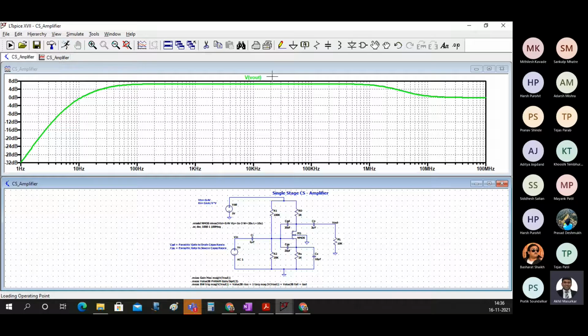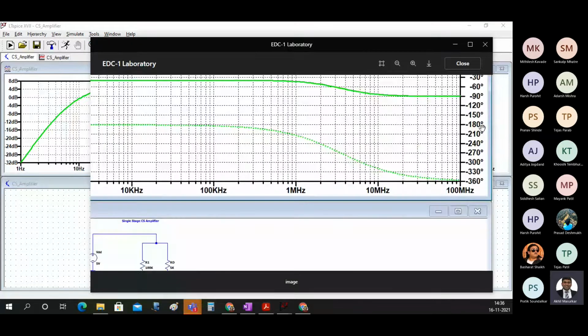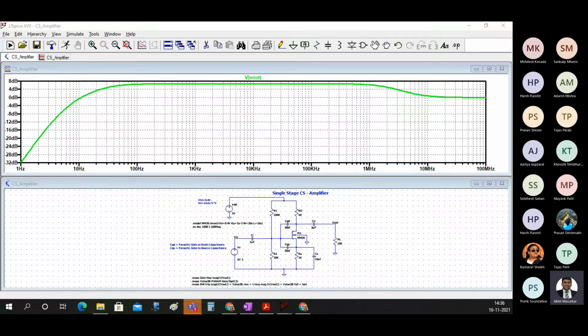So you will show me the circuit with dB. Mithilesh, remove this phase plot. I want you to learn how to remove it. Remove this. Right click on this and say don't plot phase. Did you get it, Mithilesh? Harsh? Okay, Harsh has done it properly. Sankalp, let me see. Okay, you have also done it properly.